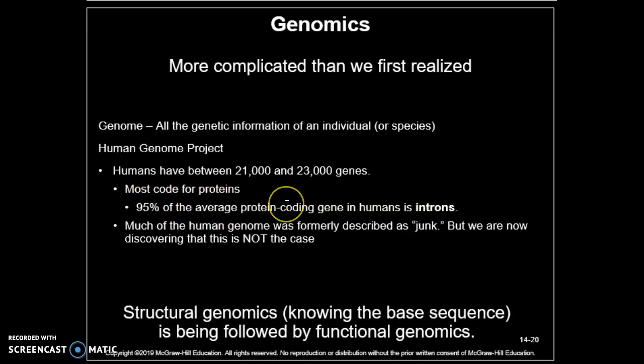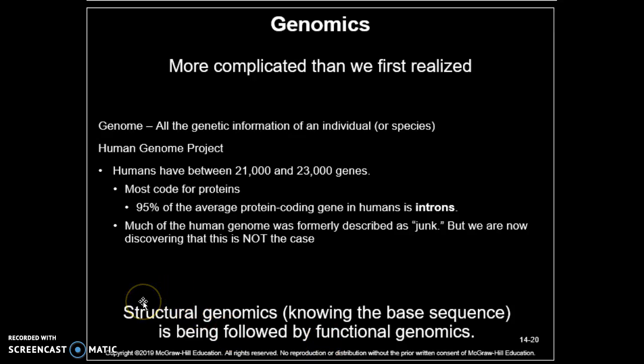90% of the average protein coding gene in humans are introns. Those are the ones that are in the way. Much of the human genome was formerly described as junk DNA, but we're now finding out that there are a lot of uses for this junk DNA. It's not actually junk. That's that repetitive DNA that doesn't code for a physical trait that we see.